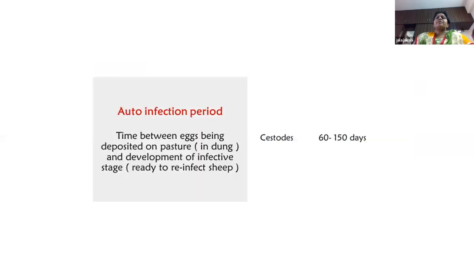Auto-infection. What does auto-infection mean? It usually occurs in individuals with impaired cell-mediated immunity. So the time between the egg being deposited on the pasture and development of the infective stage in a host, that is sheep, is called the auto-infection period. Mainly it ranges between 60 to 150 days in the case of cestodes.